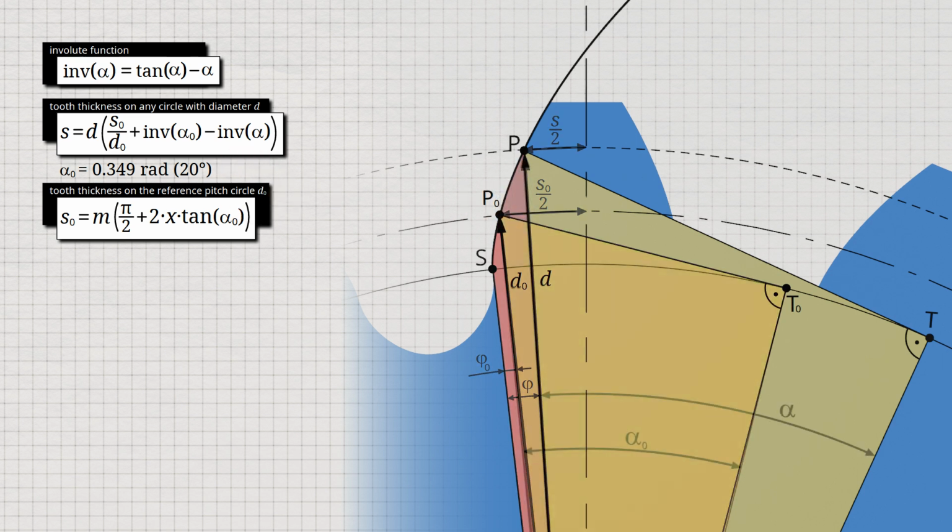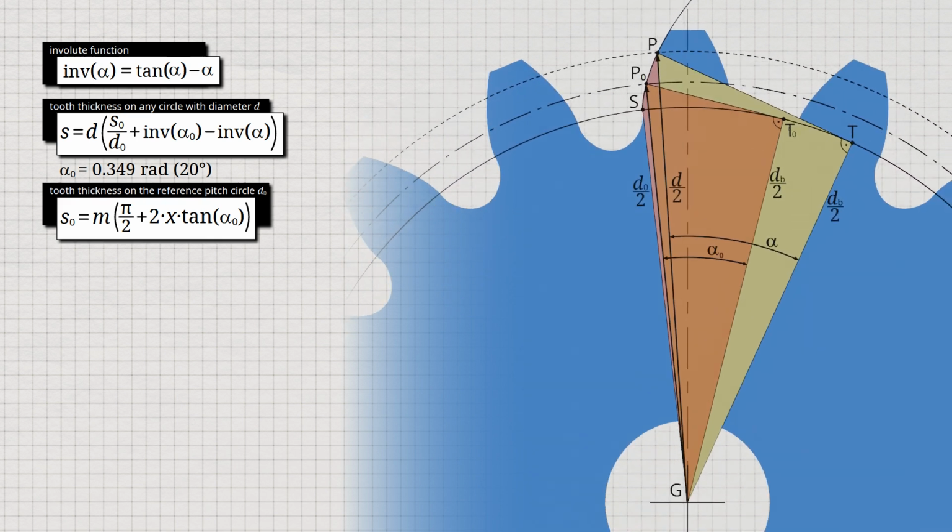To do this, we look at the orange right-angled triangle of point P0 on the reference pitch circle with diameter D0 and the yellow triangle of point P on any circle with diameter d. The angles alpha 0 and alpha shown correspond to the respective involute angles. In both cases, the adjacent side of these involute angles is half the base circle diameter dB. This can now be used to derive a formula for calculating the angle alpha.